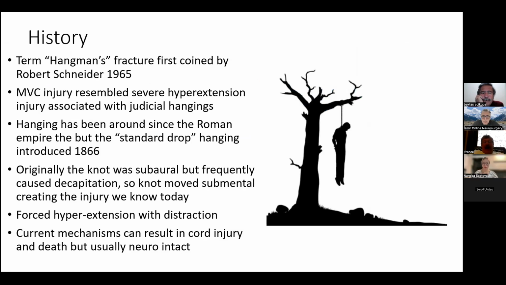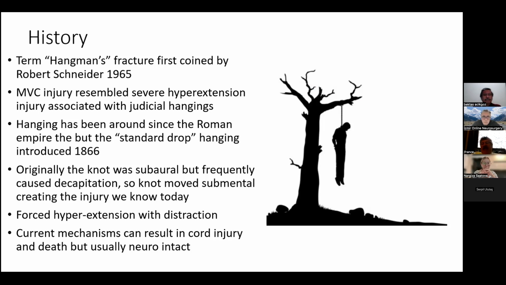So a little history of the Hangman's fractures. It's got a very interesting name, obviously, a little bit morbid. The fracture was termed by Robert Schneider in 1965. And what he noticed was that in high-speed car accidents, some of the fractures that they were seeing resembled the type of injuries that they knew existed in judicial hangings.